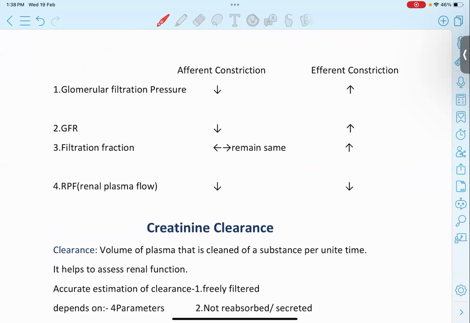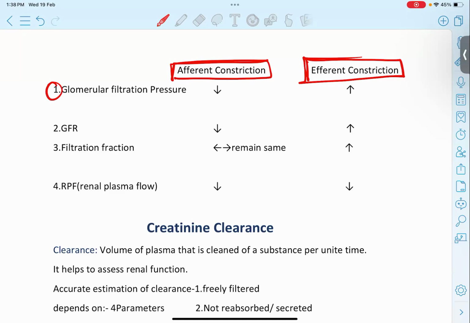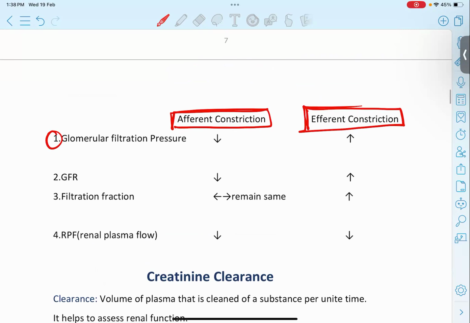Now this slide is very, very important. You can expect questions from this slide. Don't make it difficult. This is actually everything that I have discussed till now, just a summary of that. So what happens if there is a constriction in the afferent arteriole, and what happens if there is a constriction in the efferent arteriole? First of all, what would happen to the glomerular filtration pressure?